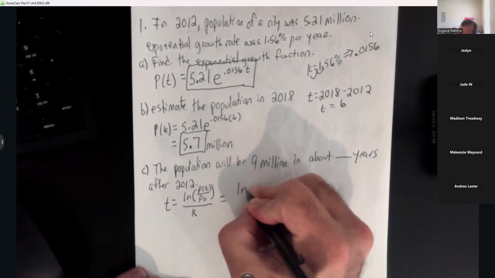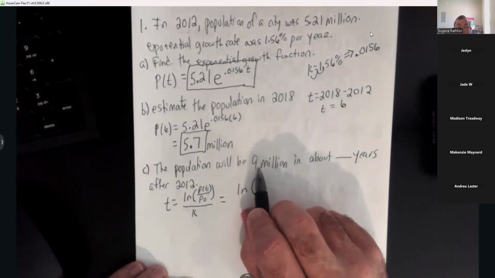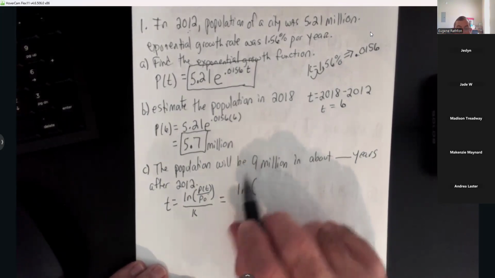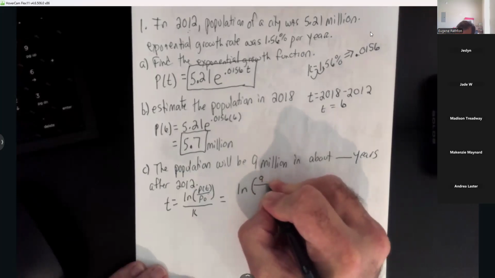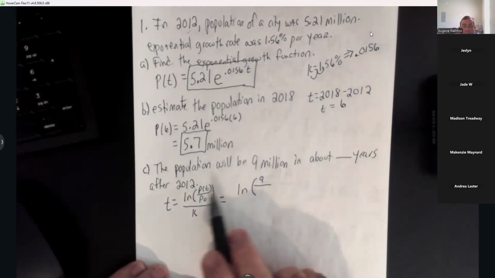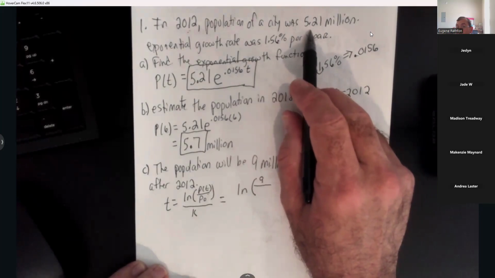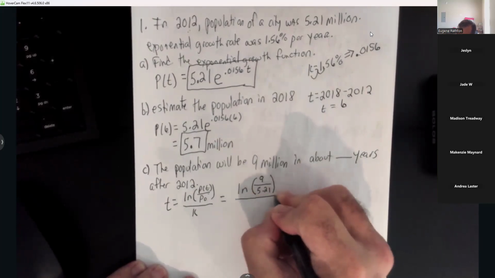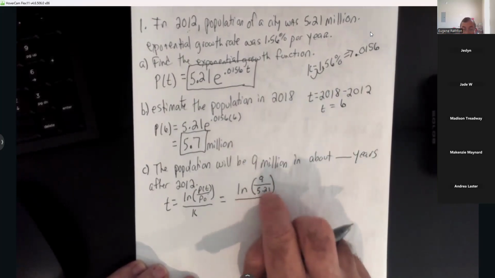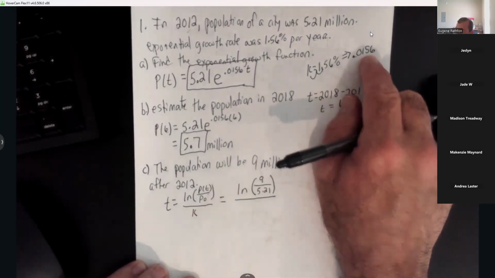All right, so that's going to be ln P of T, I know that. That's going to be 9 million because that's going to be the ending amount. So the ending amount is what P of T is. So they're giving you the ending amount, which is always the P of T. P of 0 is the initial amount. Well, you always started with the 5.21 million. So we'll take the ln of this ratio here and divide by k. Well, we figured out k up here was 0.0156.